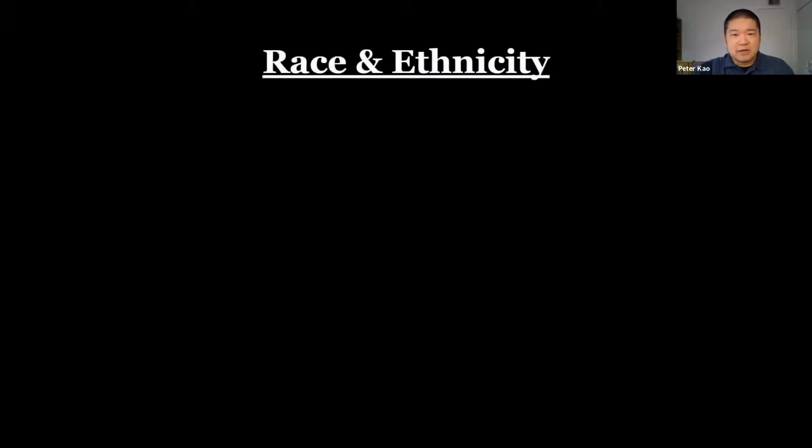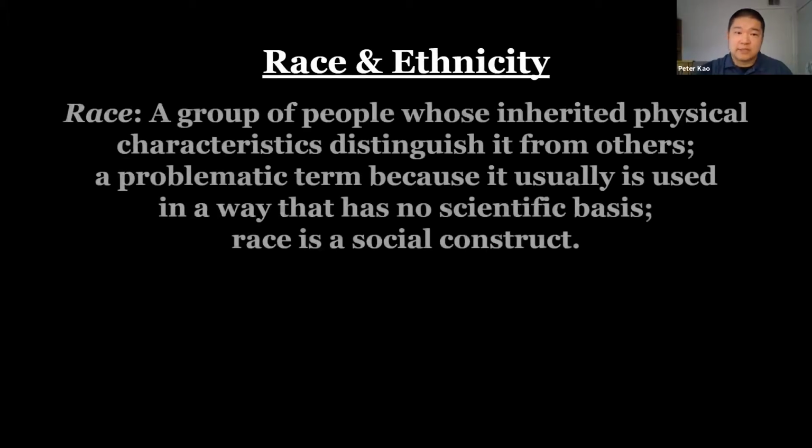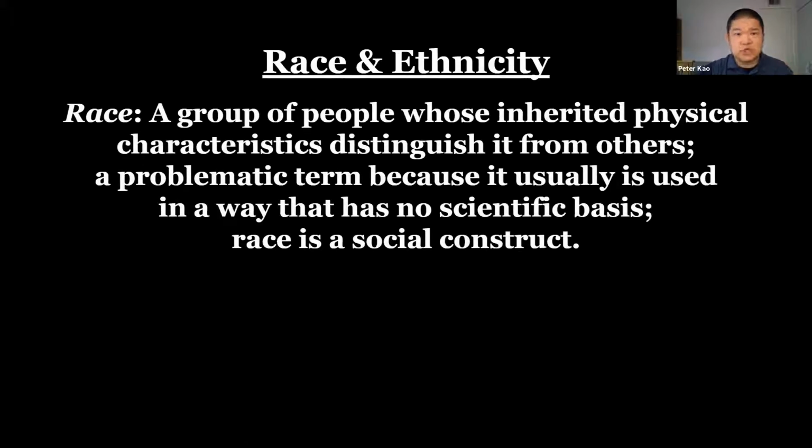And in the same manner, when we talk about race, the same exact thing, right? So race, as a definition, is a group of people whose inherited physical characteristics distinguish it from others. It's a problematic term because it's usually used in a way that has no scientific basis. Race is a social construct. I want to emphasize the problematic term because it's usually used in a way that has no scientific basis.